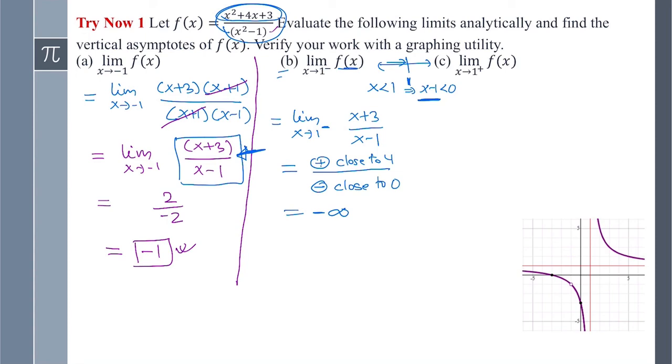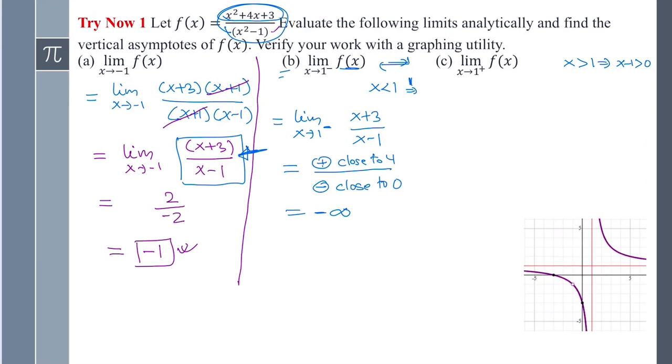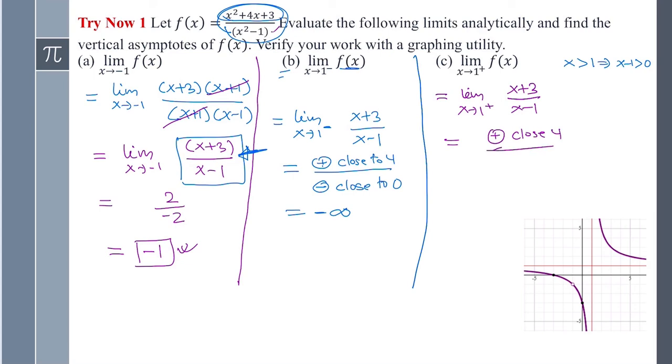Now, similarly, for the right one, x is greater than 1, so it means x minus 1 is greater than 0, a positive number. If we have to do that limit, it equals the limit as x approaches 1 from the right of the same simplified function. In this case, the numerator is a positive number close to 4, divided by a denominator that is also a positive number close to 0. It means it's almost 0, very, very small.